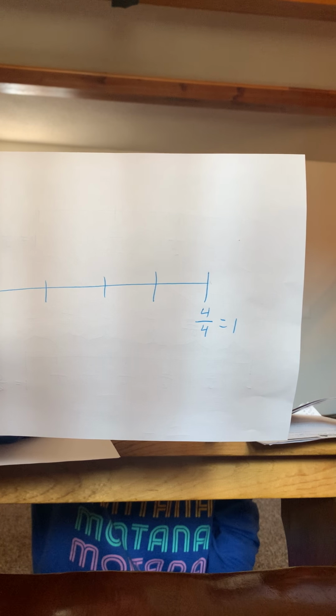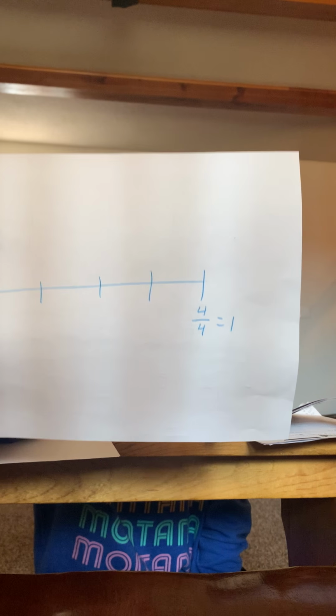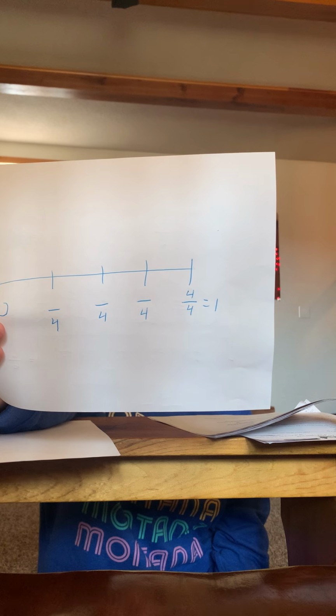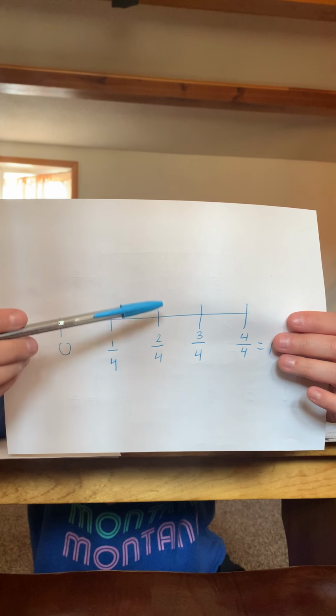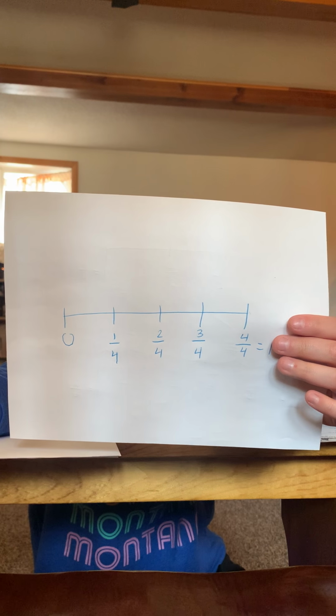Again, it's 4/4 equals 1. Okay, so we need to label our number line. So can you label that for me? So you know it's out of 4, so what will be our denominator on all of these tick marks? 4? Correct. So you're going to label your number line 4/4. Okay? Now, what would be the numerator? This one would be 1, 2, and 3. Okay? So you know that this is 1/4, this is 2/4, 3/4, and 4/4, which equals 1.